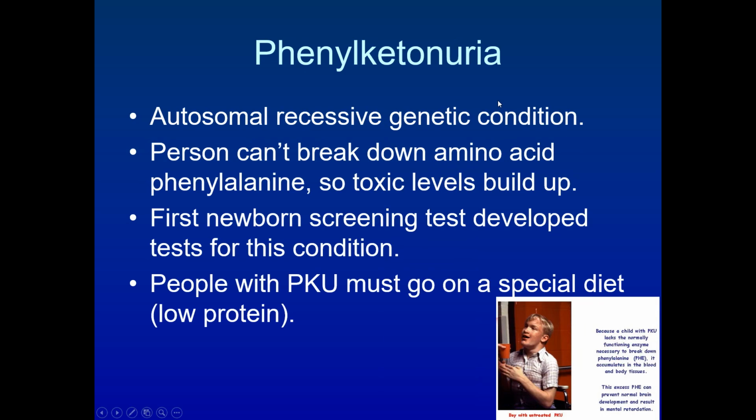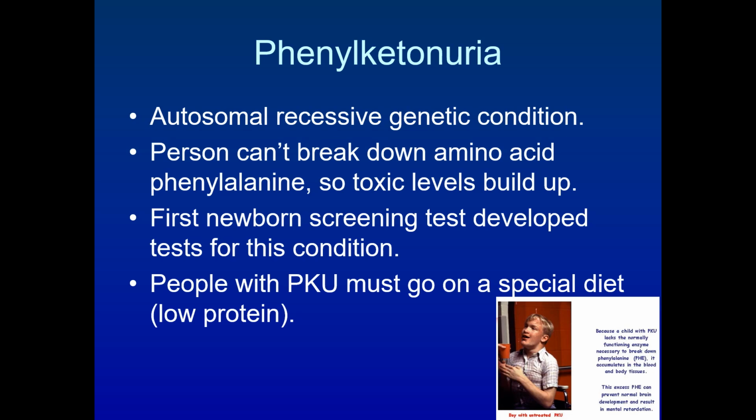Last up for metabolism, there's an interesting disease. It's not super common, 1 out of about every 10,000 births. It is today called PKU, phenylketonuria. So this has to do with one of the specific amino acids. It's called phenylalanine. Remember, amino acids make proteins.